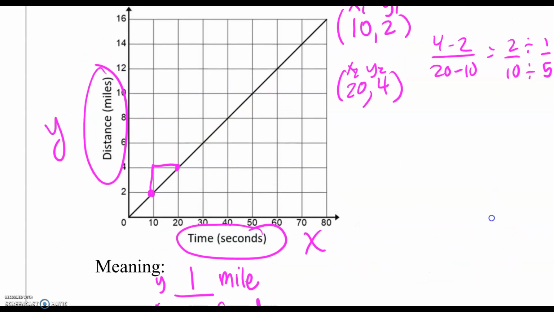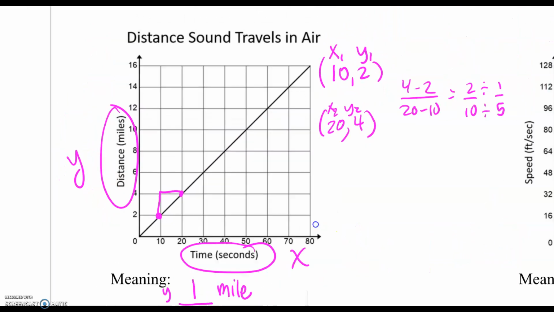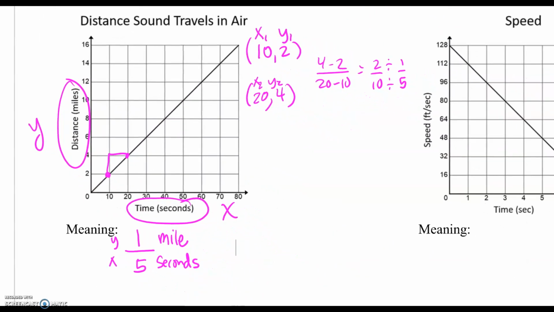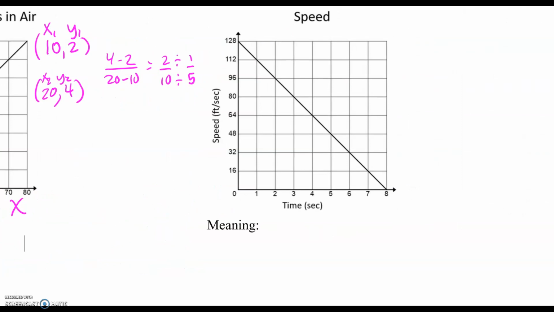And what is that? The distance sound travels in air. So that's like your thunder. So it takes 5 seconds for the thunder to travel 1 mile. I guess, I don't know. That's what it means. Okay, so then this is the speed. It doesn't say of what exactly.